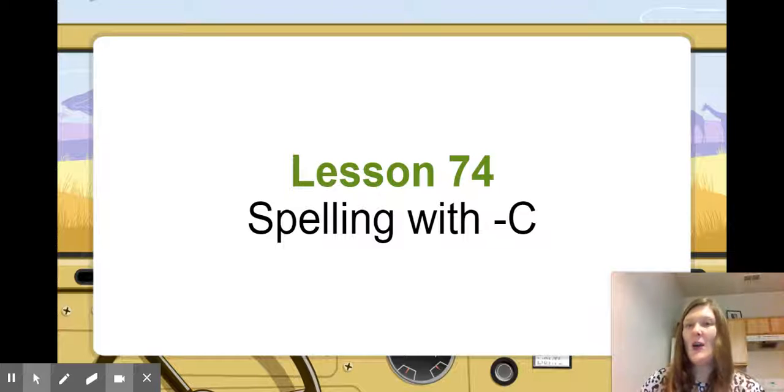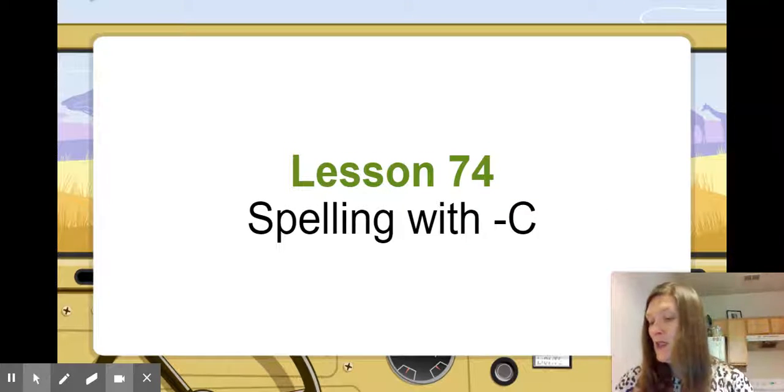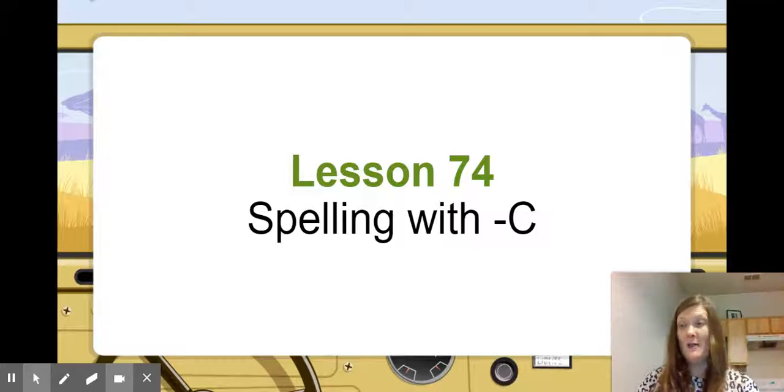Hey there. Okay, we're going to have our lesson on spelling with C at the end of the word, but before we do that, let's play with some syllables for just a minute, okay? So I'm going to give you two syllables and I want you to blend them together. Ready? Traffic. Good. Frantic. Septic. And picnic.